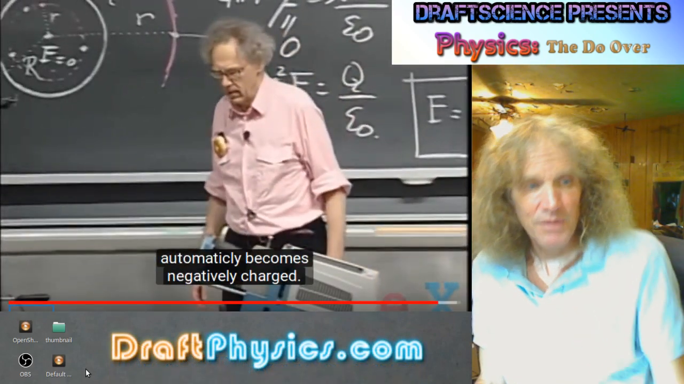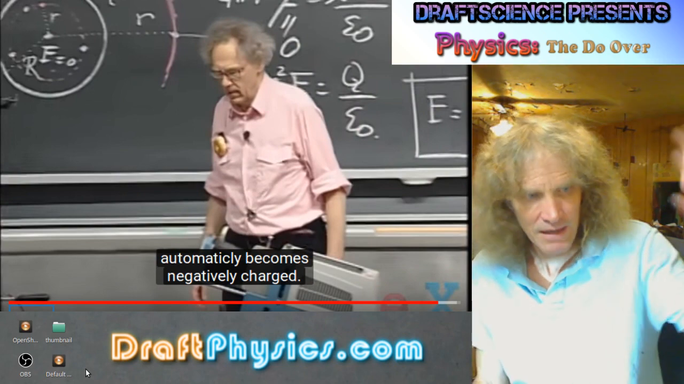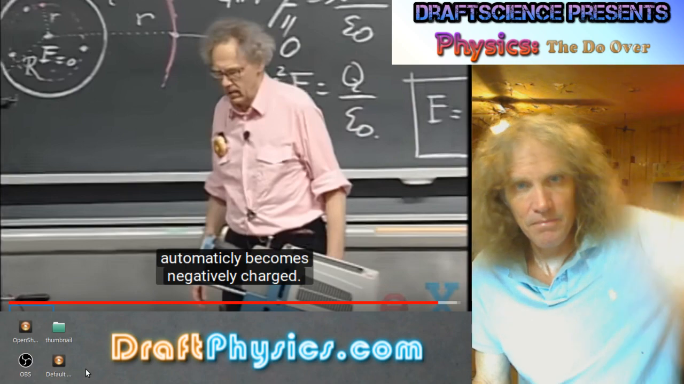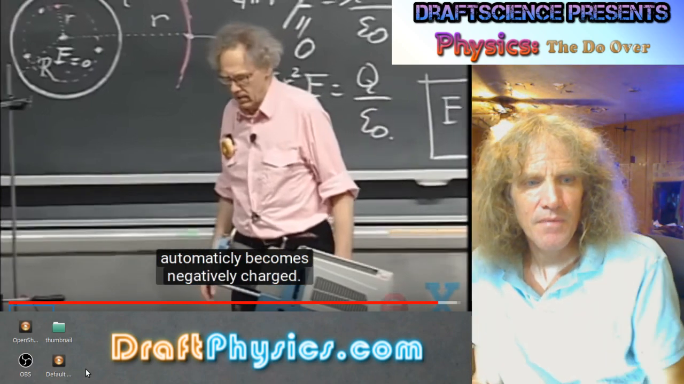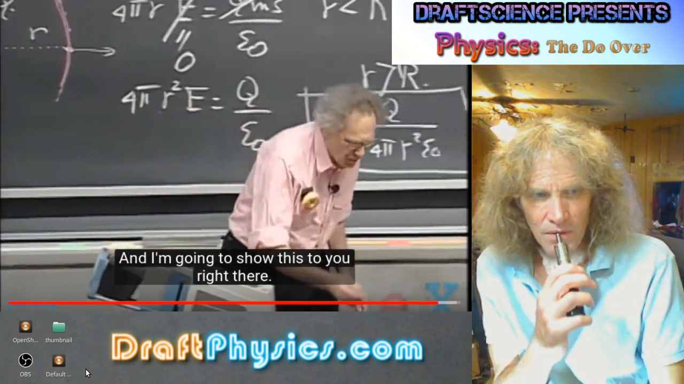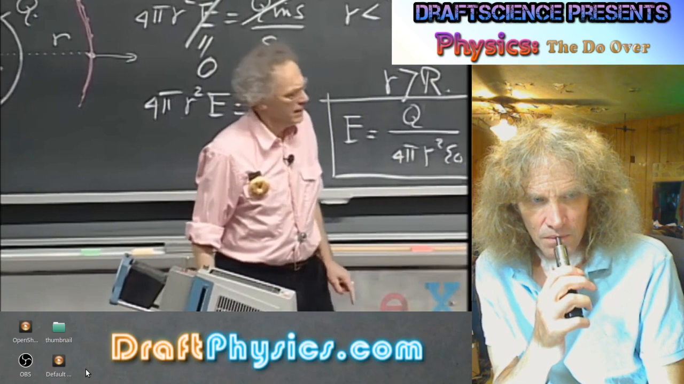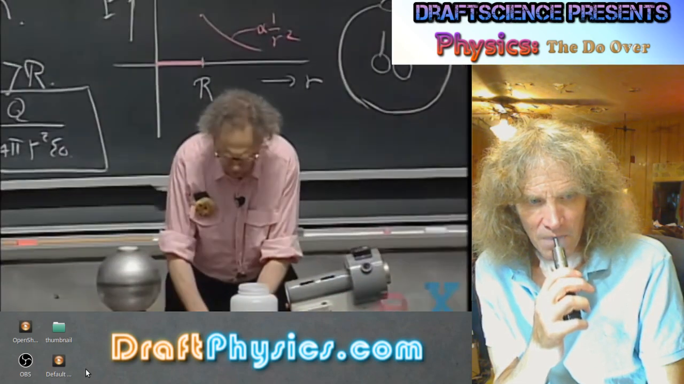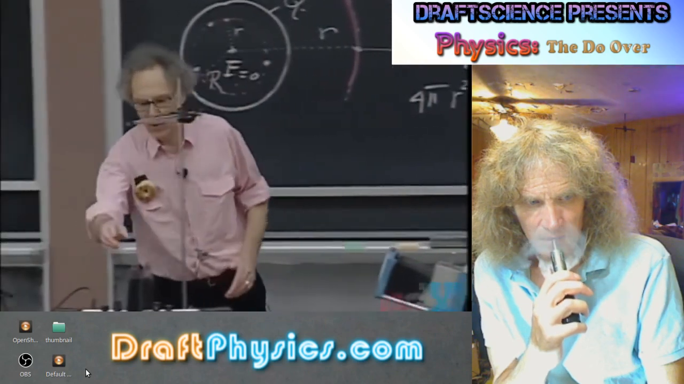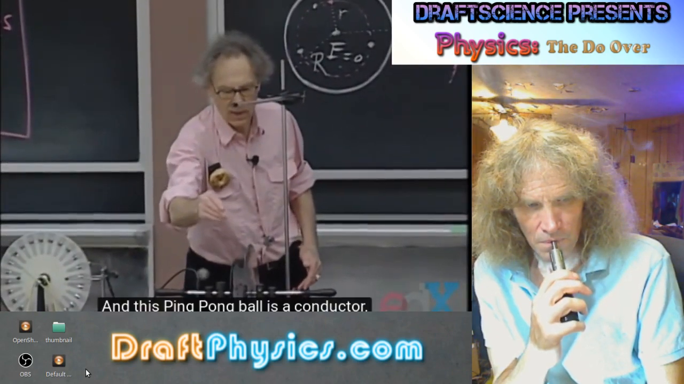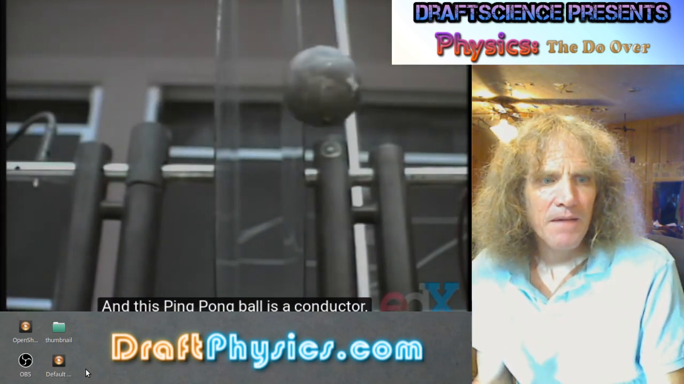I wish he would tell us what these things are. I guess the Wimshurst is a bunch of magnets and you push them through a coil or something, I imagine. And I'm going to show this to you. Right there, that's the idea. There you see these two plates, and you see a ping pong ball. And this ping pong ball is a conductor. We put conducting paint on it.